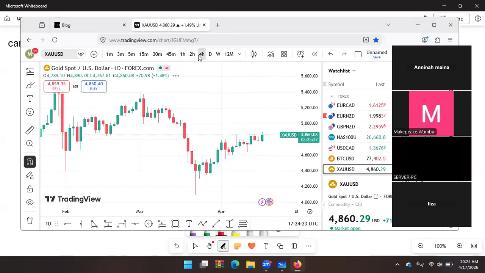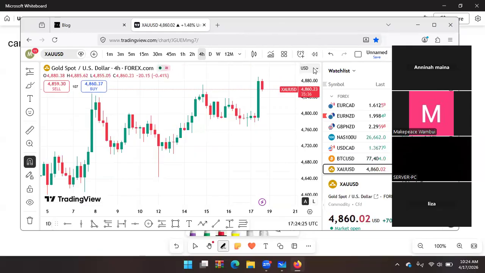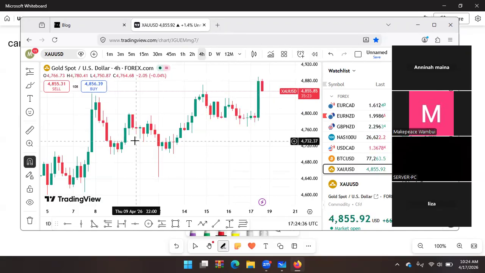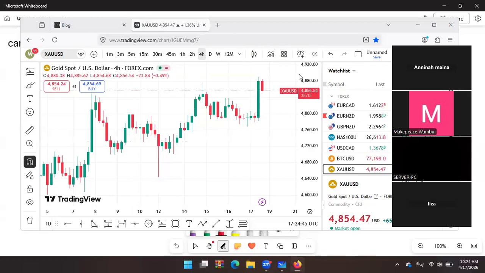Then this 4-hour candlestick shows how the market has been moving in the past 4 hours. You can see we said today's market is very bullish. For 4-hour candlesticks, there has been a very bullish momentum. Each candlestick, depending on which time frame you are on, shows the market presentation on that particular time frame.